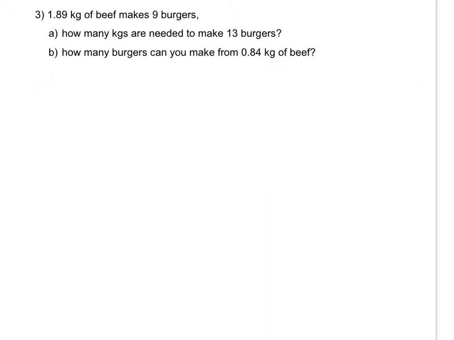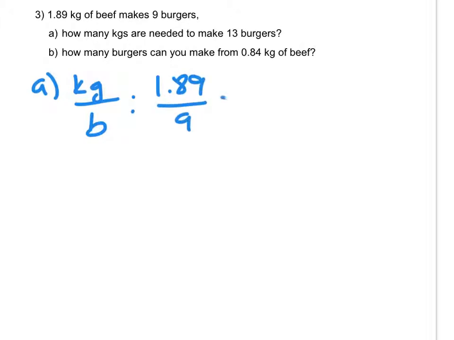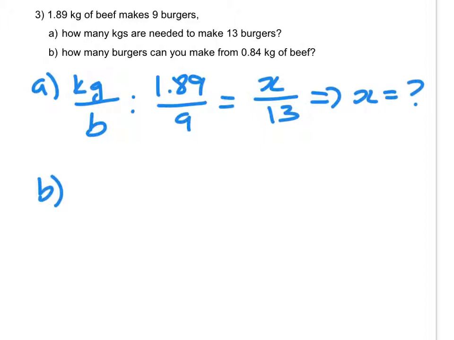So we're talking about kilograms to burgers. So write down A here, so we're doing kilograms to burgers. I know 1.89 kilograms makes 9 burgers. We want to know how many kilograms for 13. Now that's not finished. Remember to solve it, find out what X is. And for part B, I'm sticking to kilograms over burgers, but remember you could do burgers over kilograms as well.